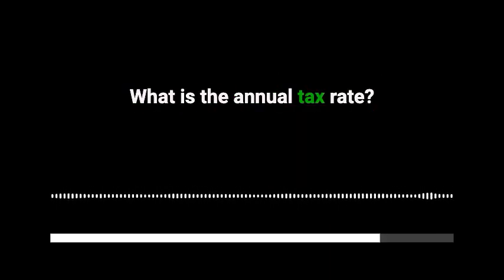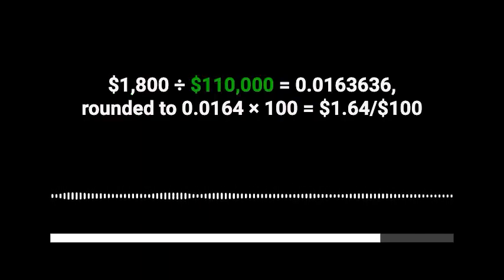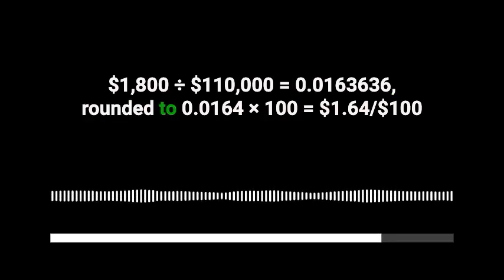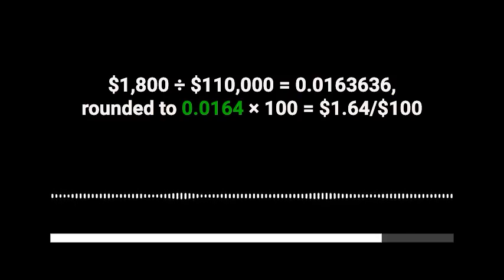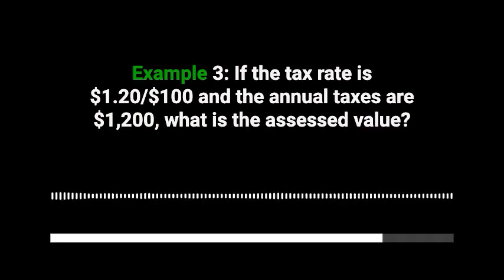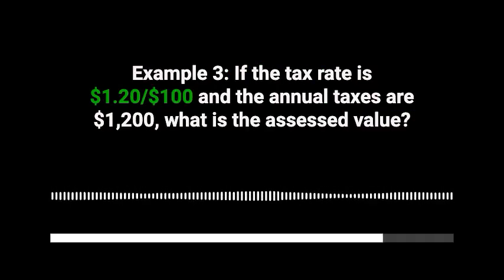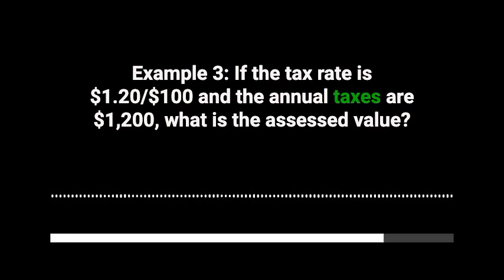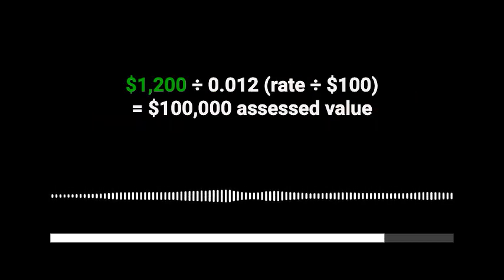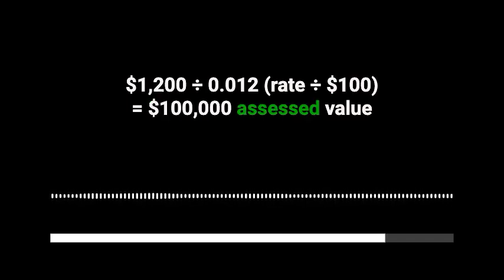Example 2: if the annual taxes are $1,800 and the assessed value is $110,000, what is the annual tax rate? $1,800 divided by $110,000 equals 0.01636636, rounded to 0.0164 times 100 equals $1.64 divided by $100. Example 3: if the tax rate is $1.20 divided by $100, and the annual taxes are $1,200, what is the assessed value? $1,200 divided by 0.012 equals $100,000 assessed value.